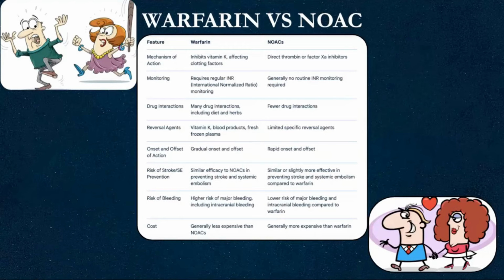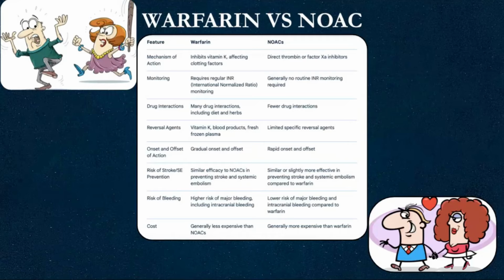So this is a clinical comparison between warfarin and new oral anticoagulants. Coming to the mechanism of action, warfarin inhibits vitamin K, which ultimately affects the vitamin K dependent clotting factors, whereas the new oral anticoagulants directly act on targets like thrombin or factor 10A. And warfarin requires regular INR monitoring, whereas new oral anticoagulants do not require any routine monitoring such as INR or APTT. And warfarin comes with various drug as well as diet interactions, and new oral anticoagulants are largely free of drug interactions.